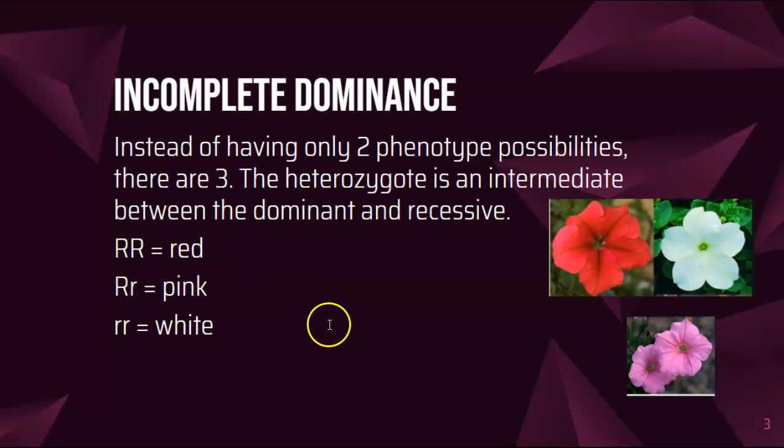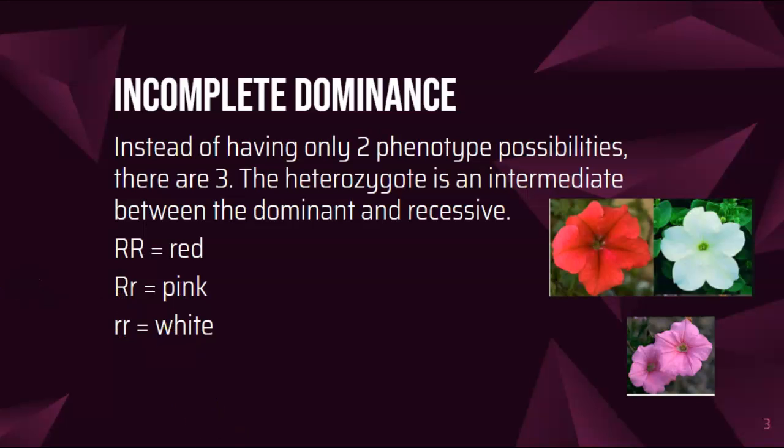And notice it's like a blend, it's a mix, it's an intermediate between the dominant and the recessive. Okay, so if you're ever seeing something where there's three options and one of them is like an in-betweener option, that's incomplete dominance. Okay, so one isn't totally dominant over the other, they blend and mix together.